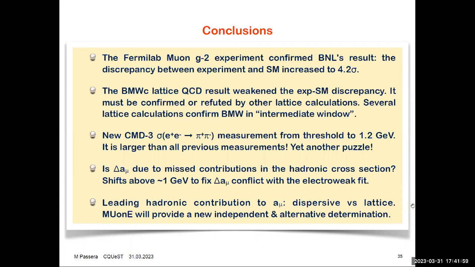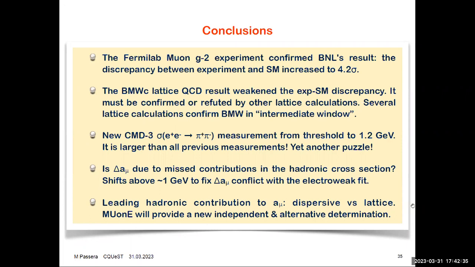And then there is this new result from CMD3, which is larger. It's larger than all previous measurements. So yet another puzzle. I hope I convinced you on the question of whether the discrepancy can be due to a missing contribution in the hadronic cross-section. The answer is yes, if at higher energy, not at low energy. And by higher, I mean above roughly 1 GeV, because otherwise you screw up the electroweak fit. And this is an important constraint that we should not touch.